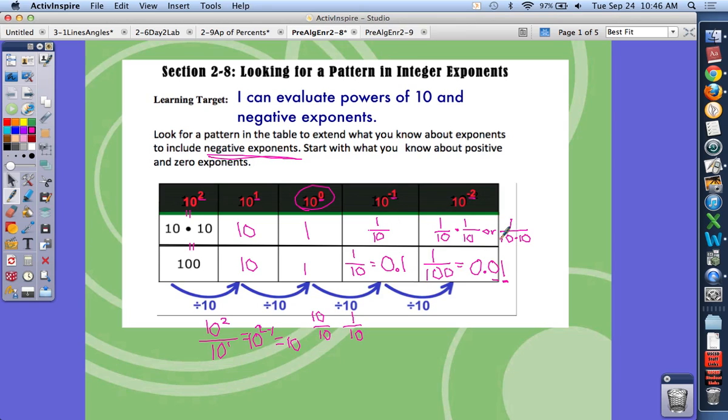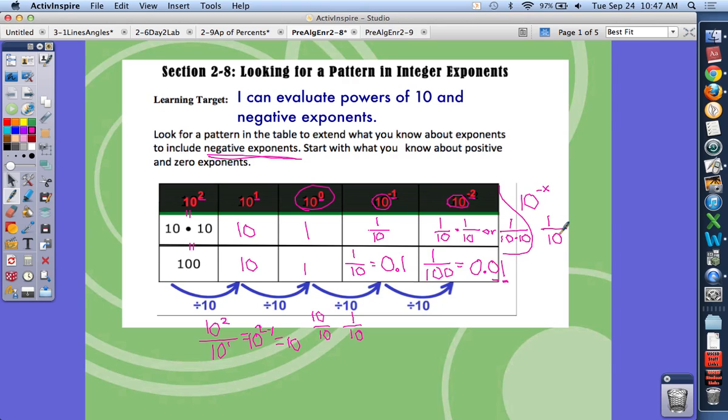So what do you notice? Maybe you could write a rule for 10 to the negative x. How could you always write that? 10 to the negative x would be what? Take a look at what's in common in these two. What's in your numerator? It's 1, okay? So when you have a negative exponent, you're going to move that base. Where does that base move? The base, the 10, where did it go? It actually moved down to the bottom of the fraction.